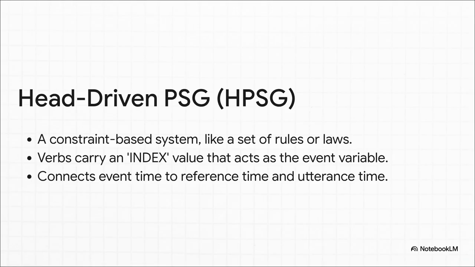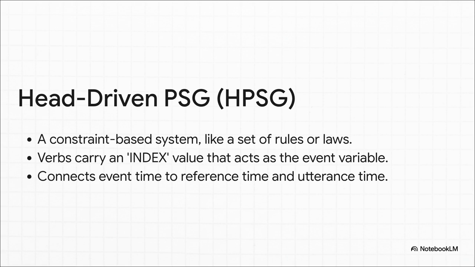Now, another approach, HPSG, is totally different. It's less like a live process and more like a set of strict laws or rules. Think of it like a legal contract for the sentence. The verb chopped has this hidden tag and index that basically gives the event a name. And the grammar then has these rigid rules that say this specific event had to have happened in the past, with these participants, and so on.